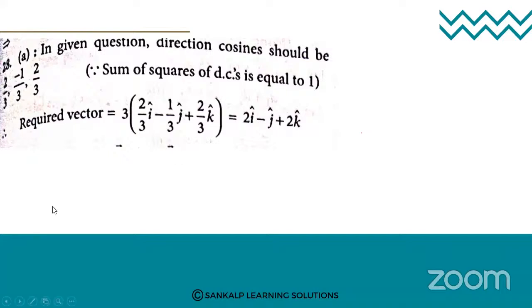So the required vector will be equal to 3 into (2 i cap/3 minus 1/3 j cap and 2/3 k cap). When we simplify, we get the vector as 2 i cap minus j cap plus 2 k cap. So option A will be the right answer. Okay, so this is how we can simplify this.